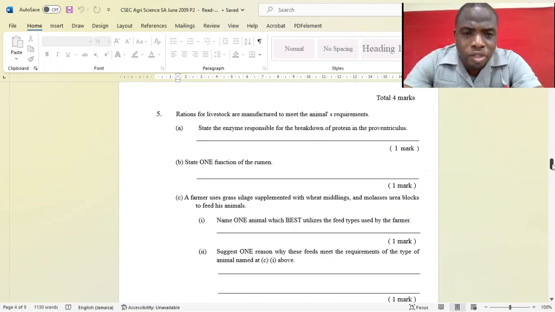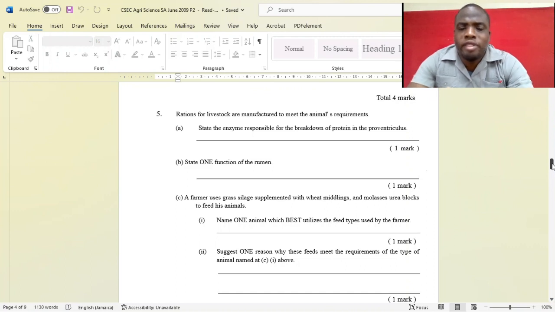Question 5 speaks to rations. And we know rations for livestock. Basically, ration refers to the food that we're giving to our livestock. Livestock refers to animals. Rations are manufactured to meet the animal requirements. In our previous video, we spoke about balanced ration, maintenance ration, production ration.